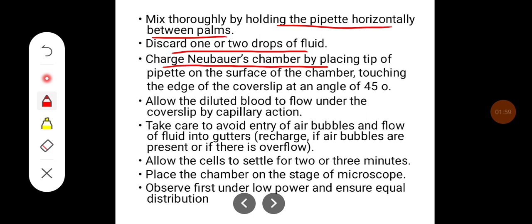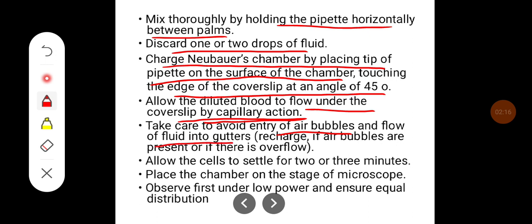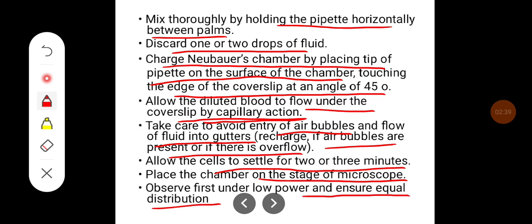Then charge a Neubauer's chamber by placing the tip of the pipette on the surface of the chamber, touching the edge of the cover slip at an angle of 45 degrees. Allow the diluted blood to flow under the cover slip by capillary action. Take care to avoid entry of air bubbles and flow of fluid into the gutters. Recharge if air bubbles are present or if there is an overflow or overcharging. Allow the cells to settle for 2 to 3 minutes, then place the chamber on the stage of the microscope. Observe first under low power or scanner to ensure the equal distribution of WBCs.